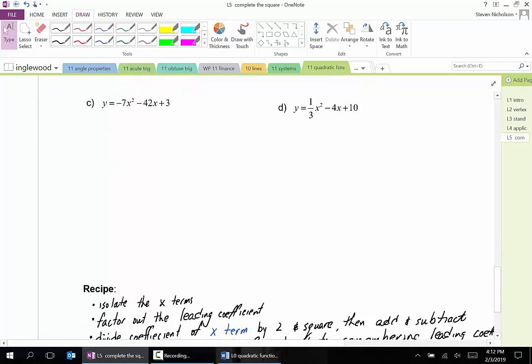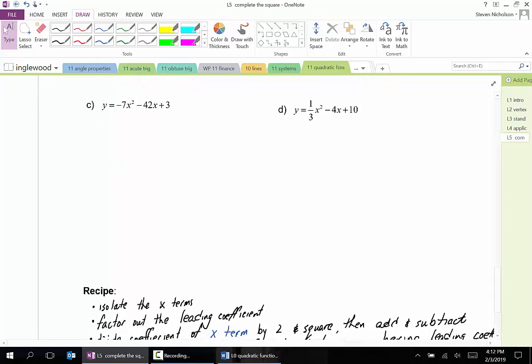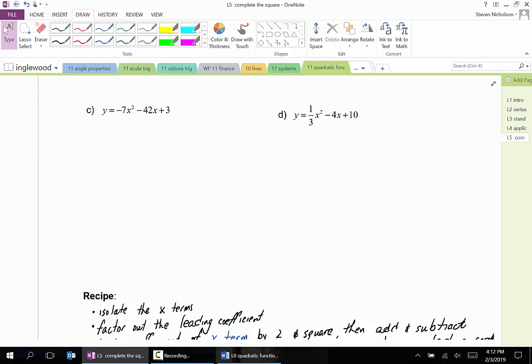Both those numbers are positive, but what happens when you have a negative in a fraction? And the answer is it doesn't matter. You do the exact same thing. You isolate your x terms, you factor out that leading coefficient. So we take out a negative 7 from x squared. We remove negative 7 from negative 42, which gives us positive 6.